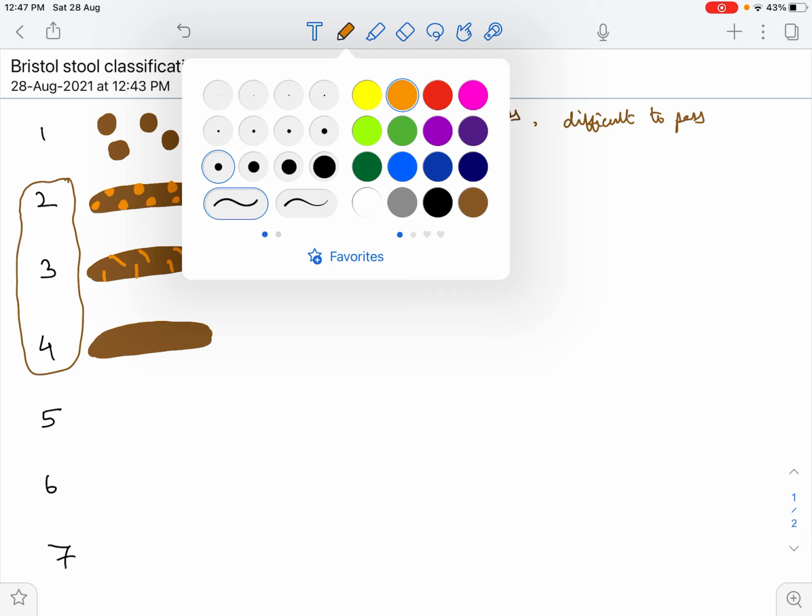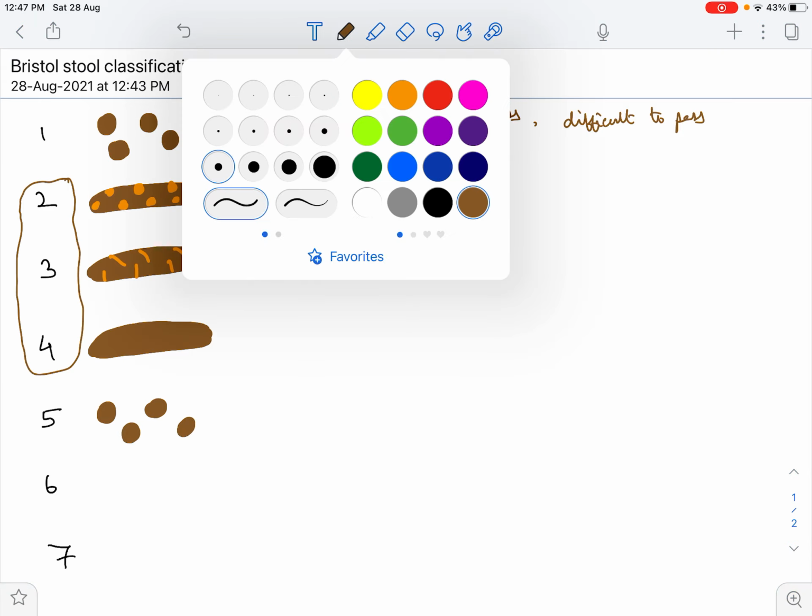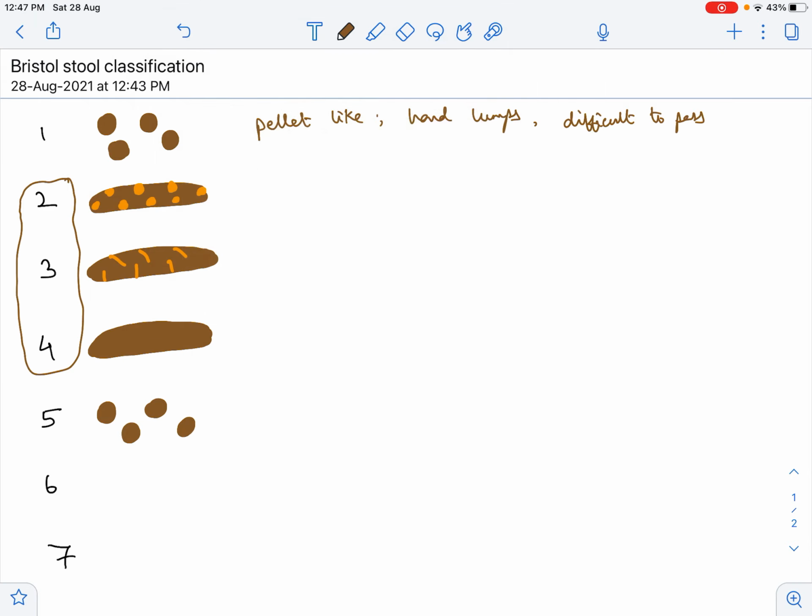Now 5 means that you're going to get soft blobs. If you remember, 1 was hard lumps, 5 is going to be soft blobs. This is the difference between 1 and 5. These are soft blobs and they have clear edges. Because they are soft, they pass easily. So it is easy to pass.